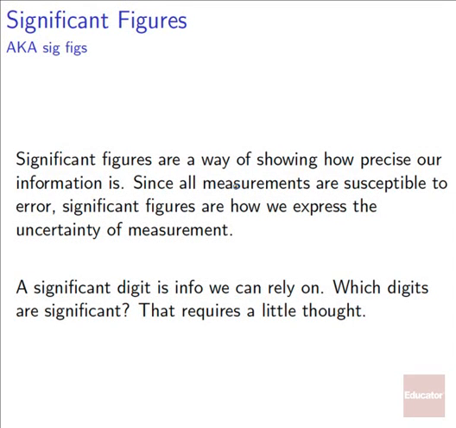Significant figures, also called sig figs. Significant figures are a way of showing how precise our information is. Since all measurements are susceptible to some amount of error, even if you look at a really fine ruler, it's hard to tell if it's the difference between 1/100th of a millimeter to the left or the right. There's always some amount where it's a judgment call and you might be slightly wrong. There's always uncertainty in every measurement, some little bit of possible error.